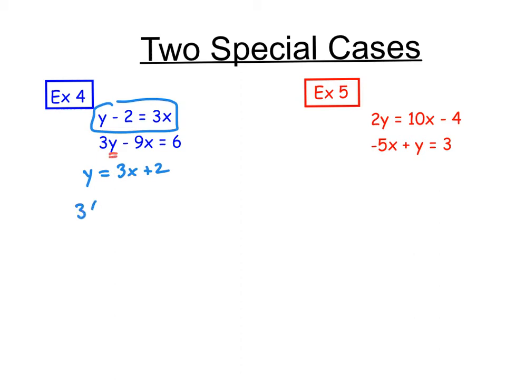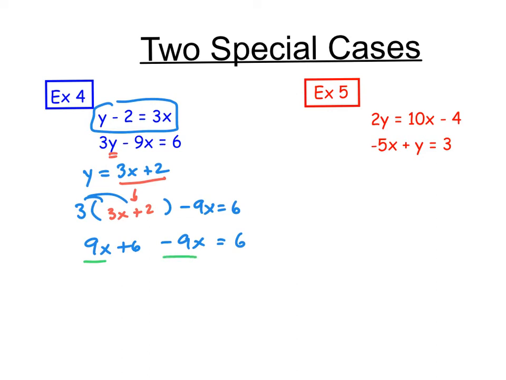So 3 times y minus 9x equals 6. And then I'm going to put this stuff in there, so 3x plus 2. All right, so distribute, we've got 9x plus 6 minus 9x equals 6. Well, if we combine like terms here, 9x and minus 9x, the x's cancel out, and we're left with 6 equals 6. So this is kind of weird.